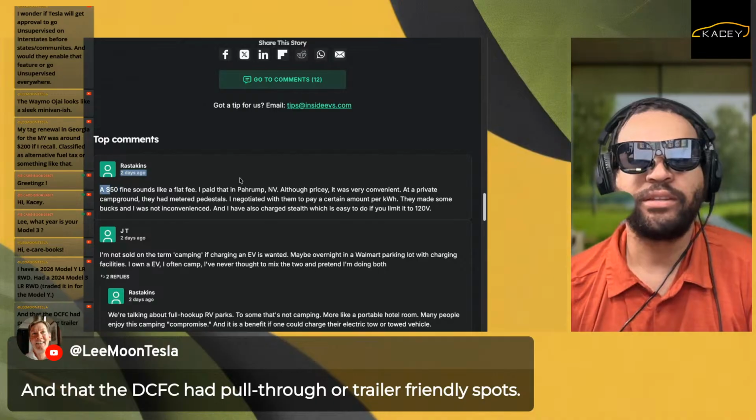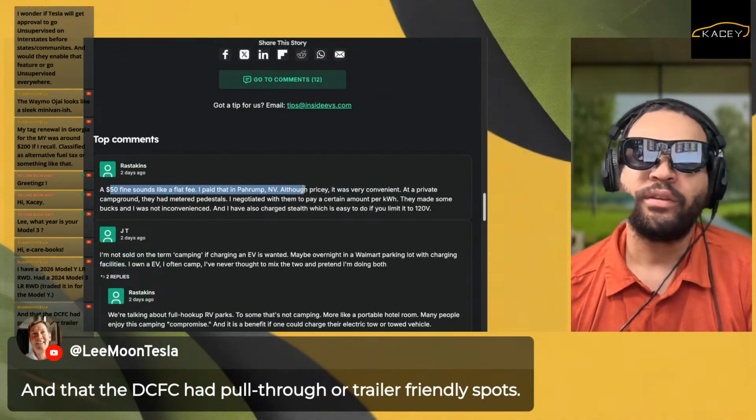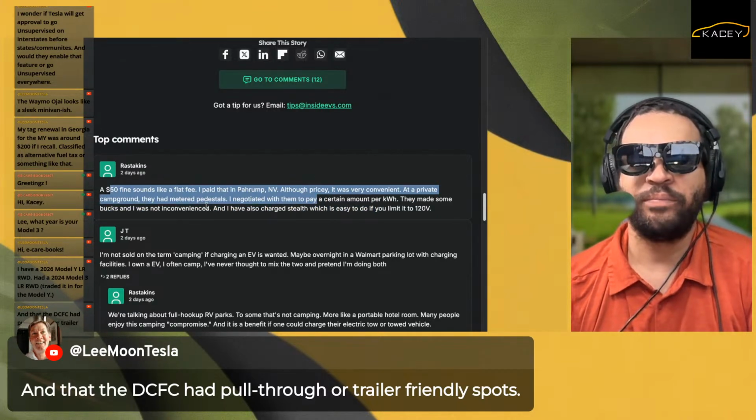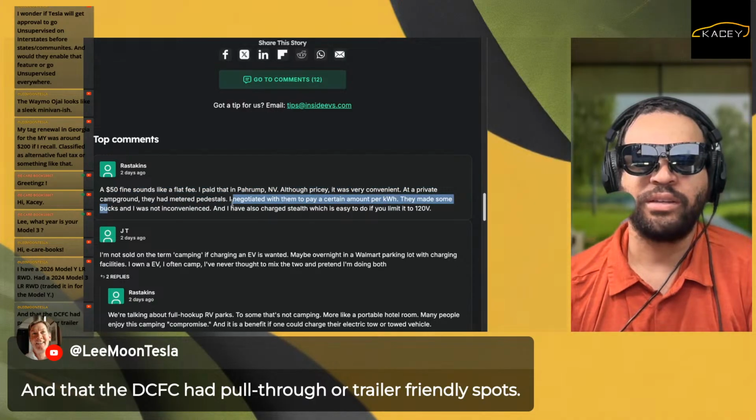A $50 fine sounds like a flat fee. I paid that in Power Hump, Nevada. Although pricey, it was very convenient. At a private campground, they had metered pedestals. I negotiated with them to pay cash for a certain amount per kilowatt hour. They made some bucks, and I was not inconvenienced.